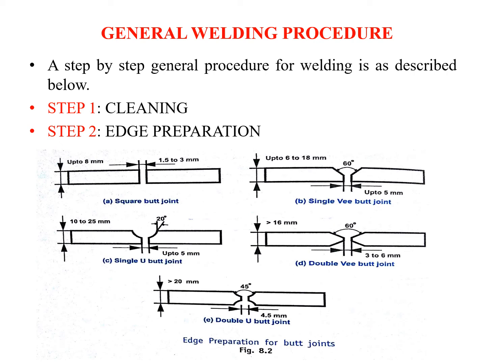And then the last one is called the double U butt joint, as the name itself suggests. Double U means the U formation is for both above and below. These are used when we have a component thickness of more than 20 mm. So 45 degrees U joints are prepared, and the gap is maintained at about 4.5 mm.